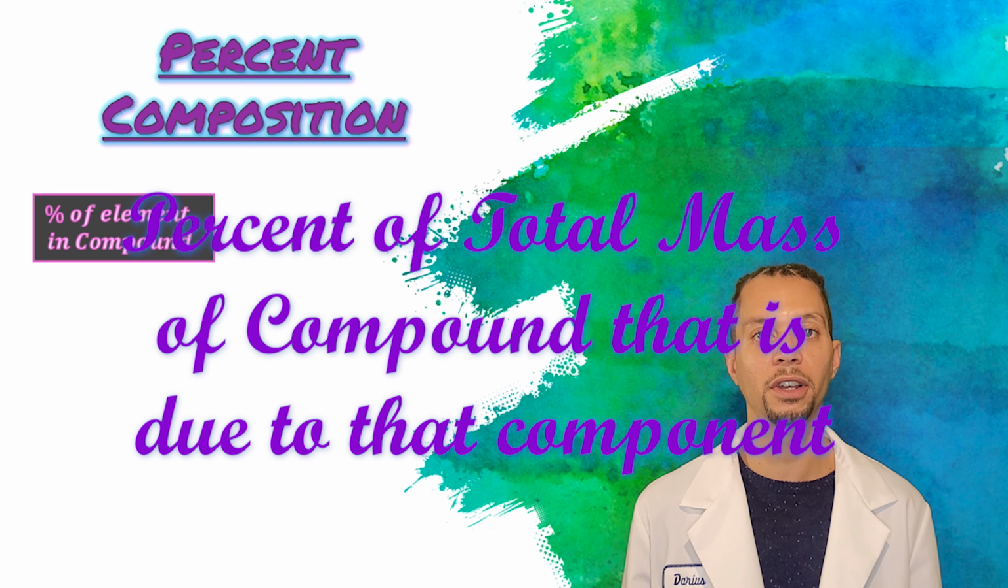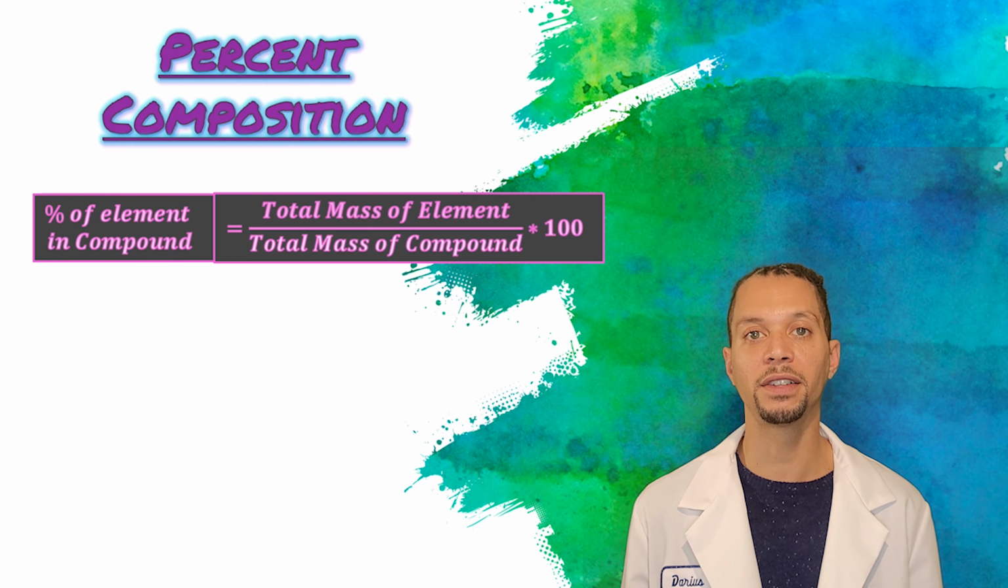The percent composition is the percentage by mass of each element in the compound. So we can use the formula of the total mass of the element divided by the total mass of the compound multiplied by 100 to see that this common nitrogen-containing fertilizer, anhydrous ammonia, contains about 82% of nitrogen in it.